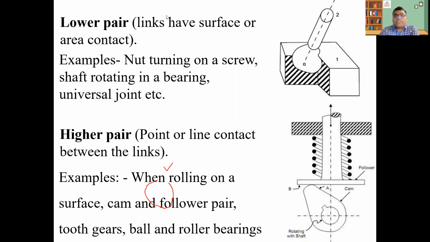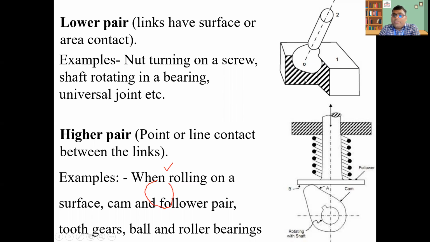So next is according to the nature of the contact. We have lower pair and higher pair. In the lower pair, a pair is said to be a lower pair when the two elements of the pair have surface or area contact. You can see here that this element 2 is fitted here. Okay, so you can see that there is surface contact.